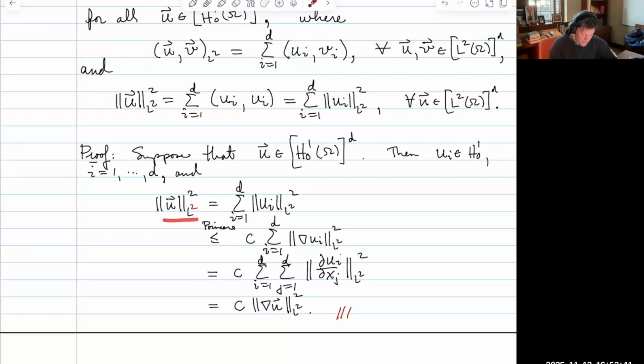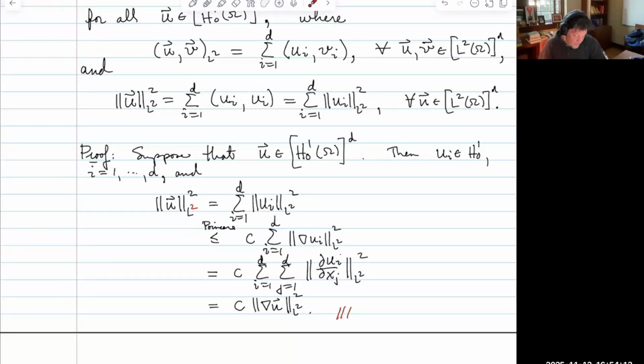Square that L2 norm. There it is by definition. And each component is in H01, so we can apply the Poincare inequality component by component. So there's a Poincare constant, we're just going to call it generically C. Each one of these is less than the gradient of u_i. That's just the standard semi-norm that we've defined previously. This is the one you've seen many, many times.